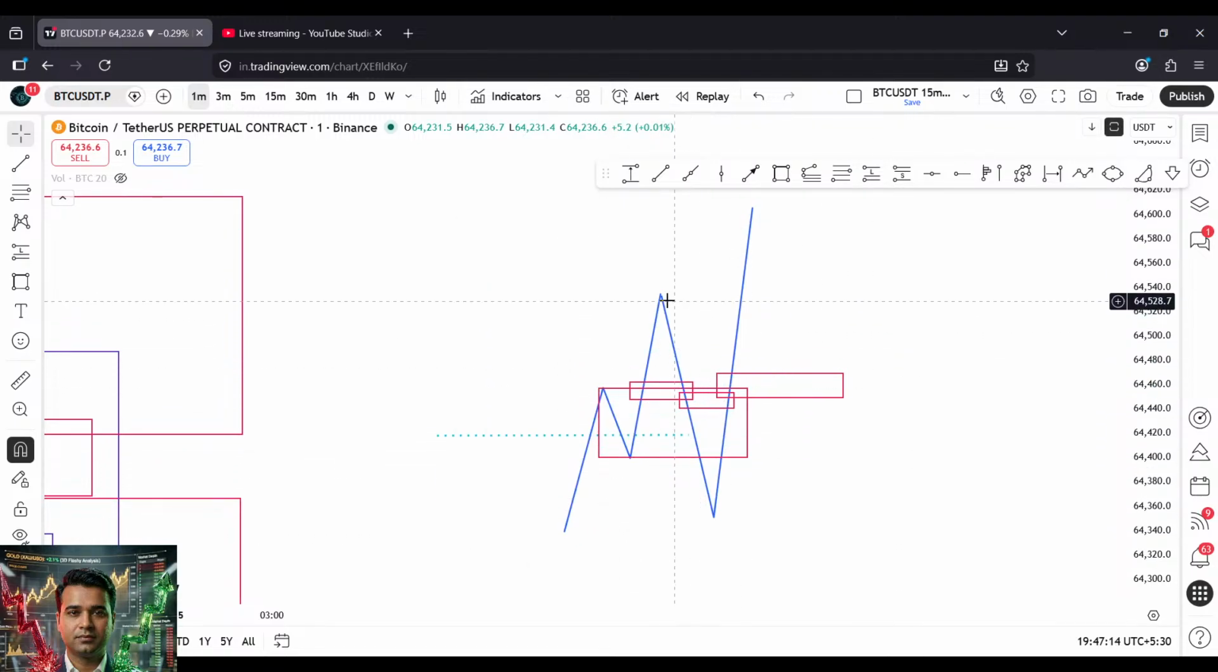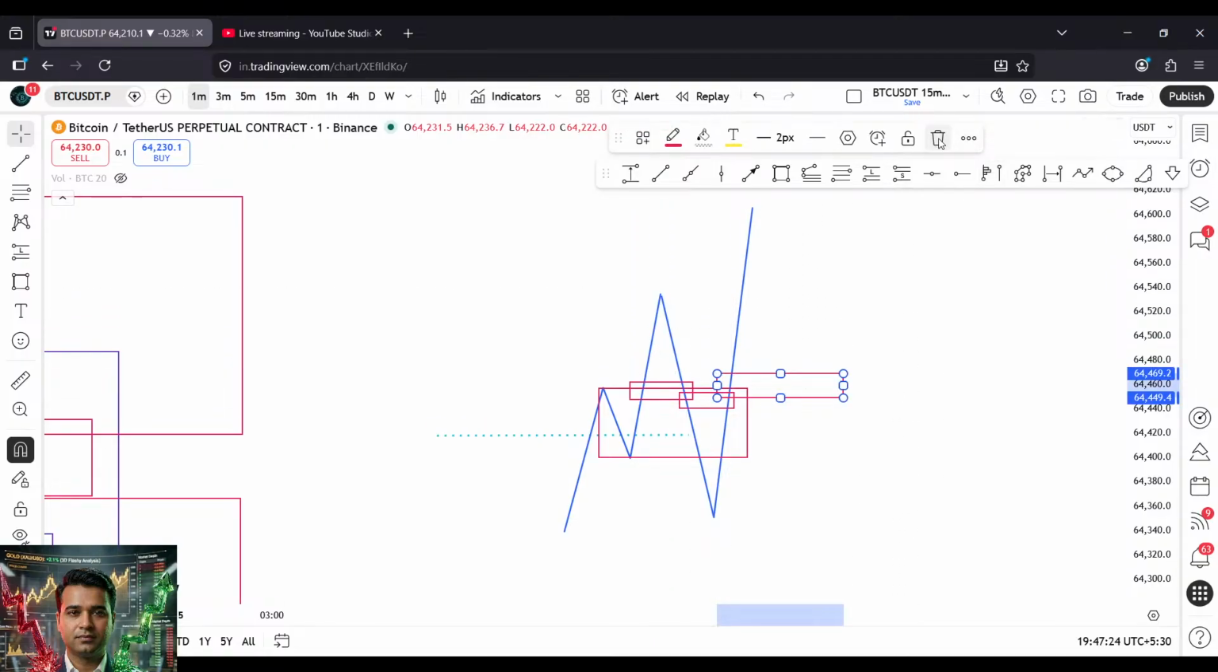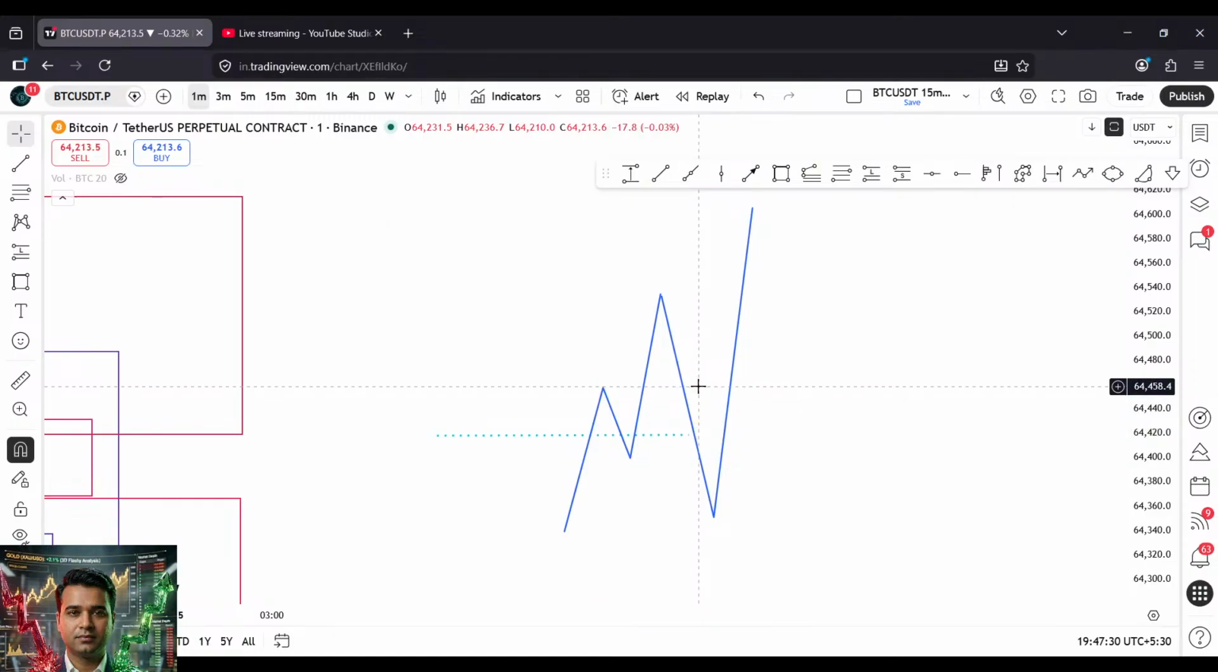And why is this important? The trick was played here. What happened? Price goes up, comes down, goes up. Let's understand the logic behind this first: how and why the trick was played. Price goes up, breaks a resistance. When price breaks a resistance, what happened? There are breakout traders. Breakout traders will enter here when price breaks this resistance and goes up.